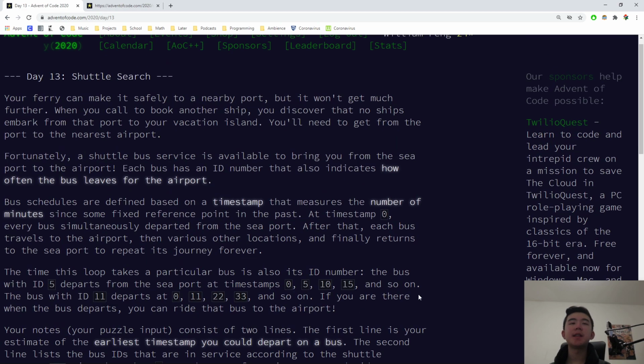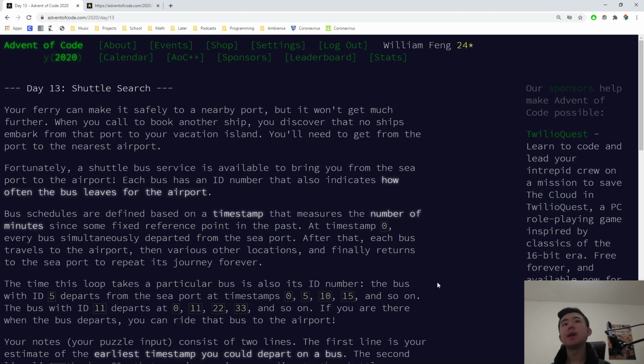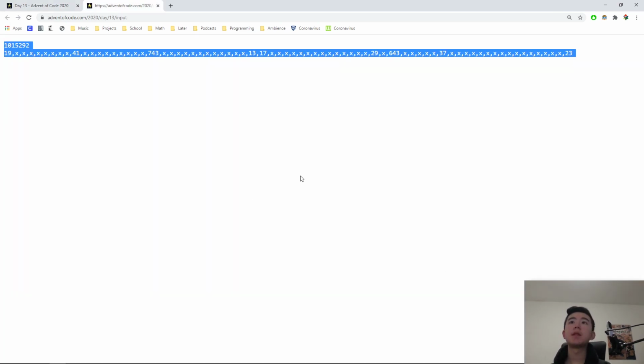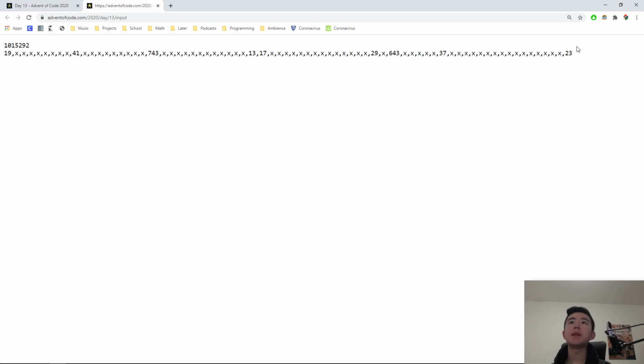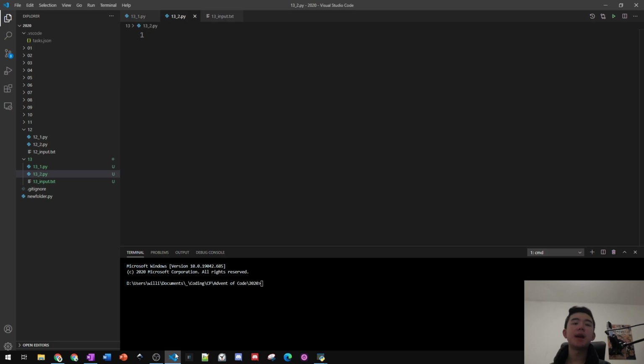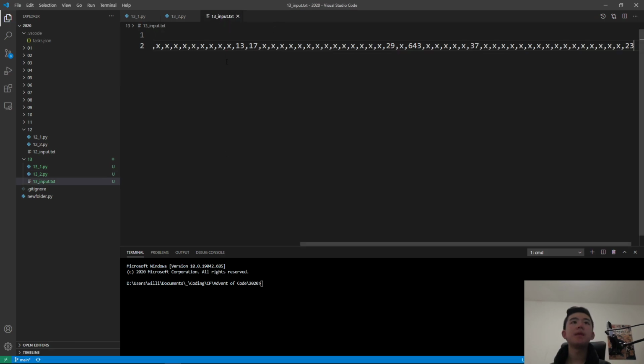Okay, so this problem is basically asking, we have a timestamp that we can leave at, and then every bus leaves at some multiple of a number. We need to find the earliest multiple that... Oh wow, wait, this actually isn't a lot. Okay, we need to find the earliest multiple that works. Okay, so let's just code this and then explain the problem.